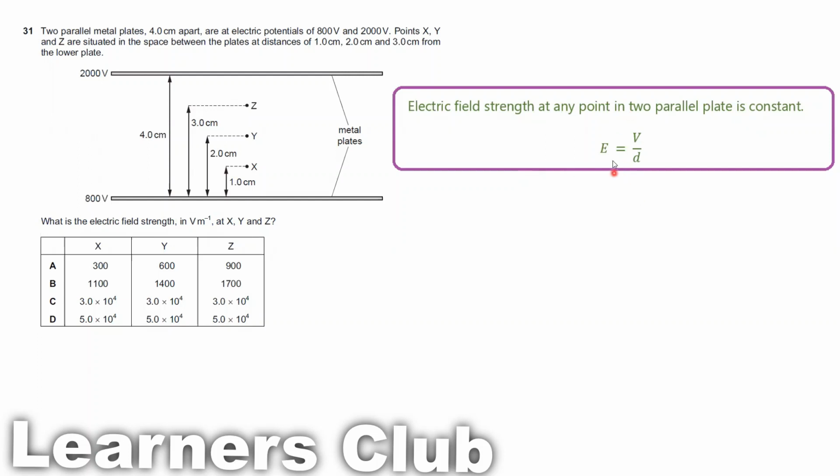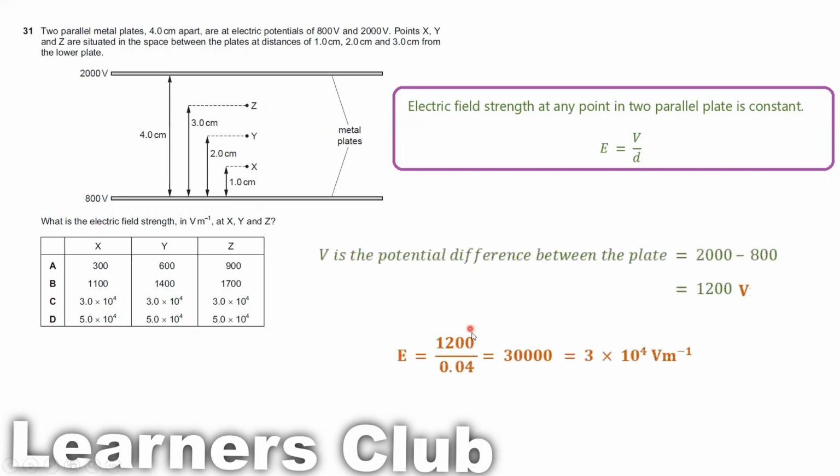And you can find the electric field strength using this formula, the potential difference divided by the distance between the plates. So no matter whether the charge is at point X or Y or Z, these points will have the same electric field strength. To find the electric field strength, you need to know the potential difference. 2000 minus 800 volt will give me the potential difference, which is 1200. The distance between the plates is 4.0 centimeter. You have to convert it to meter, which is 0.04. So we get the answer as 30,000, which is 3 times 10 to the power 4.